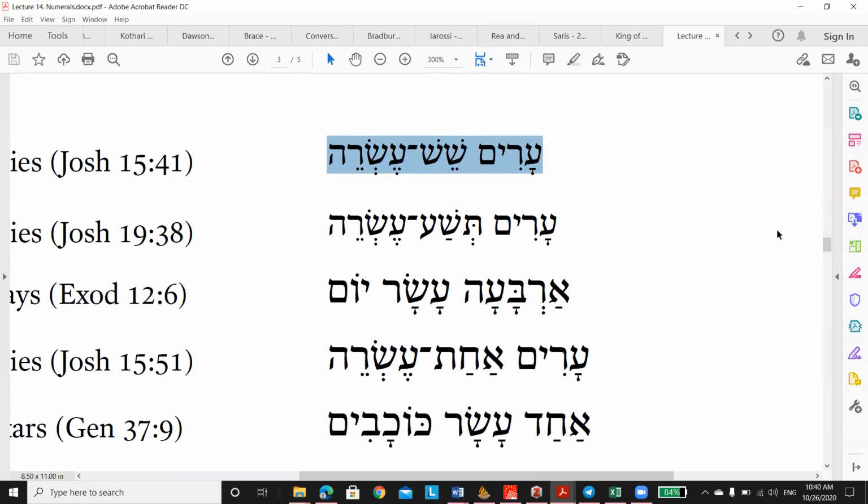Do you see 16 cities? City is feminine. Yes. That is why the tens should be in feminine gender, but the ones should be in masculine gender. So that is why we have Shesh. Shesh is masculine because it is for ones, and Esre is tens, so that is why it is feminine, and Shesh is masculine. Is it clear?